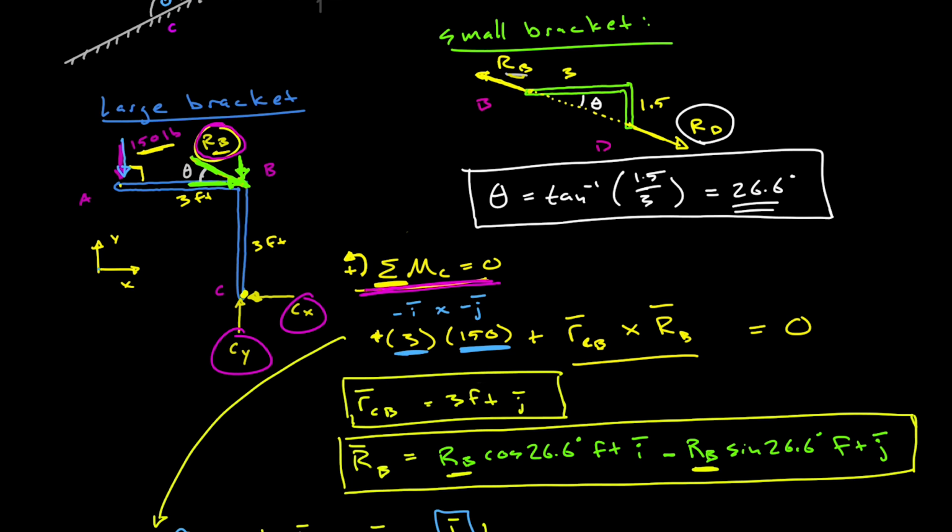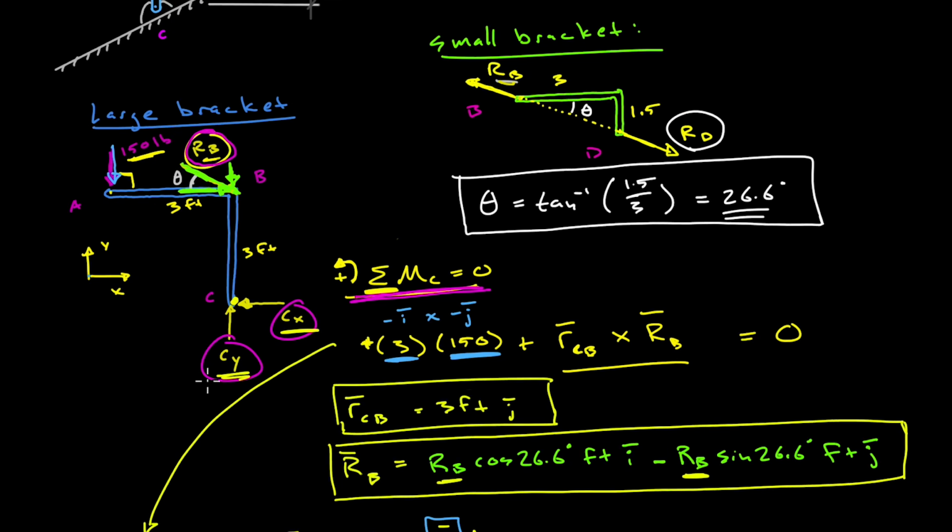What we haven't used yet is sum of forces in the x direction must equal 0, and sum of forces in the y direction must equal 0. If you use those 2 equations, you can see pretty quickly that you'd be able to solve for Cx and Cy. Looking at the bracket here, I know it's getting a little bit messy, but if you look at the forces in the x direction, that's only the horizontal component of Rb in the positive direction and Cx drawn here in the negative direction. Those are the only 2 forces in the x direction.